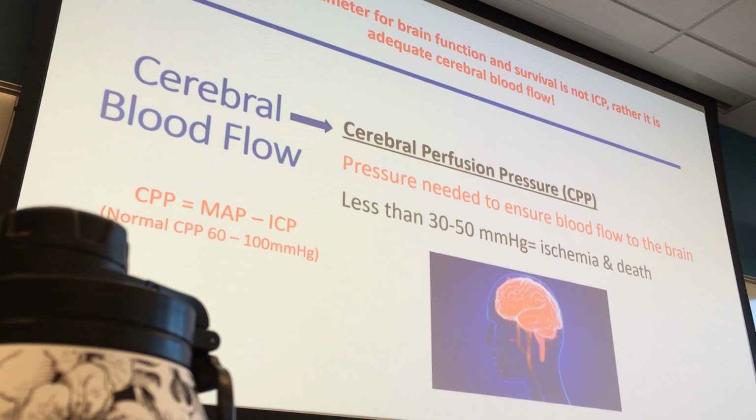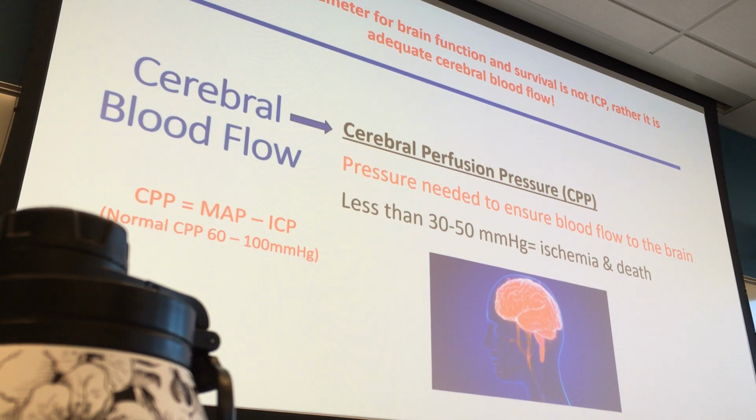These are some formulas that you'll eventually need to know for cerebral blood flow. You can do all these numbers until you're blue in the face, but the sentence up on top says it all: the critical parameter for brain function and survival is not ICP, rather it's making sure that you have adequate blood flow. Granted, our numbers are always going to be on the screen, and that's what we're on the lookout for, but we want to make sure that we have that perfusion.